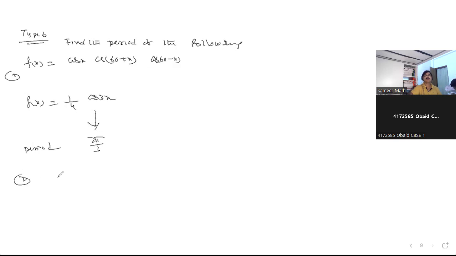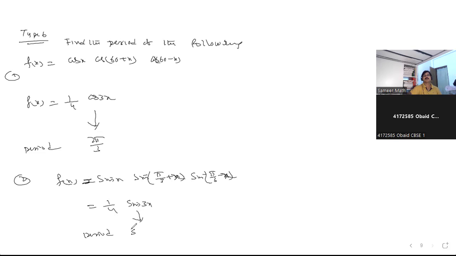Like this you have to do. In the same way, suppose I gave you sin x, sin of pi by 3 plus x and sin of pi by 3 minus x. You know the formula: 1 by 4 sin 3x. Here also we get sin 3x. What is the period here? The period is 2 pi by 3. There's no change at all. 2 pi by 3 is the period. That's it. In this way we are going to do.